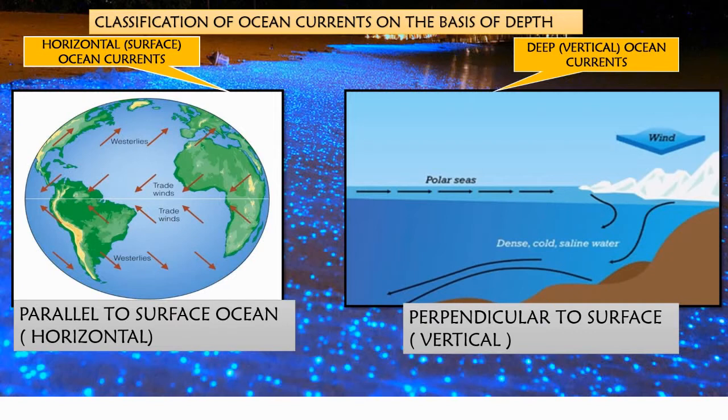Surface water, the region from sea level to the depth of 500 meters, is considered to be the surface water. On the other hand, deep water, the water currents beyond the depth of 500 meters down till its ocean bed, is considered to be the deep ocean currents.